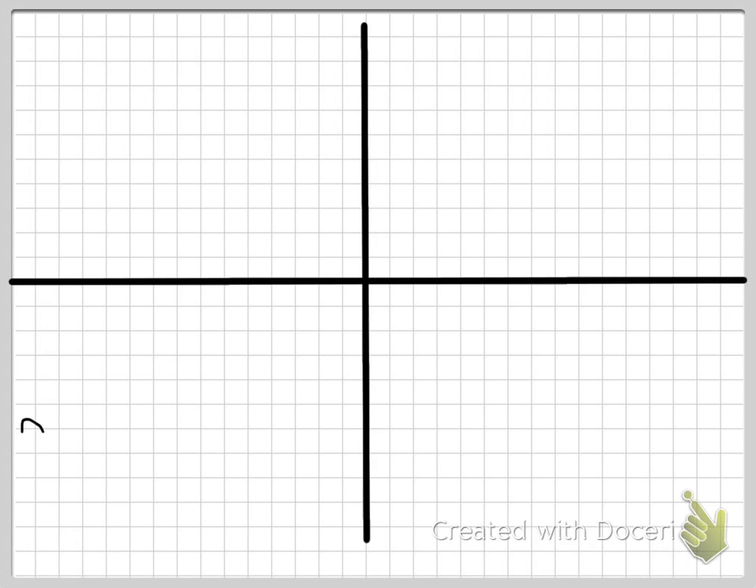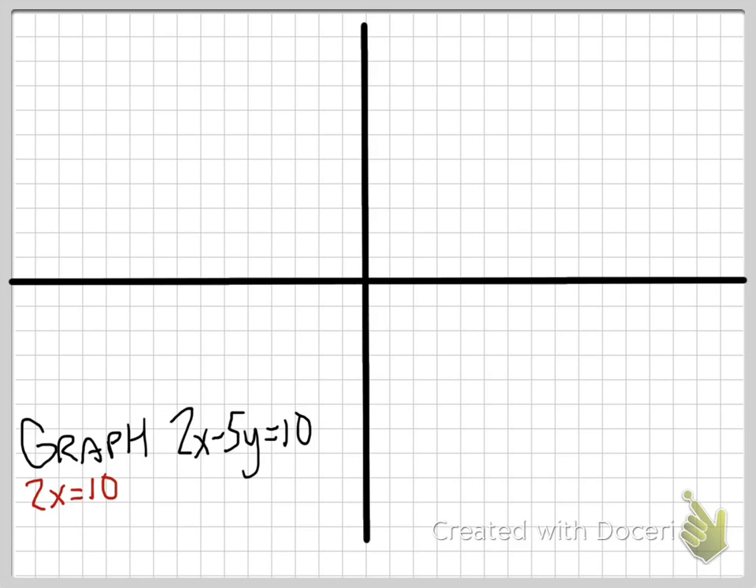Equation 2 asks us to graph the equation 2x minus 5y equals 10. This is an equation in standard form. This is equation 2 on your notes. And to graph this, we have to find our intercepts. To find the x-intercept, we make y 0. And if I make y 0, negative 5 times 0 is going to go away, and all I'm left with is 2x equals 10. So when y is 0, if I solve for x, I get x equals 5. That's my x-intercept, right there at 5.